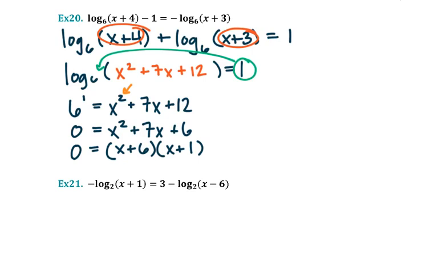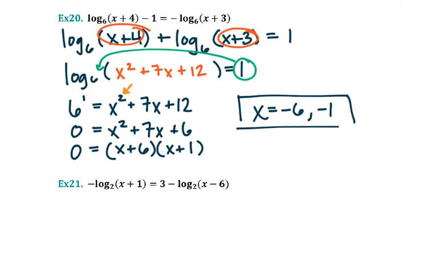In the real world, they don't always factor. But for the purpose of this class, most likely when you get something quadratic, it should turn into something factorable. So in this situation, we end up with x equals negative 6 and negative 1.